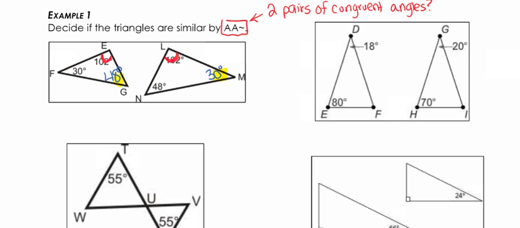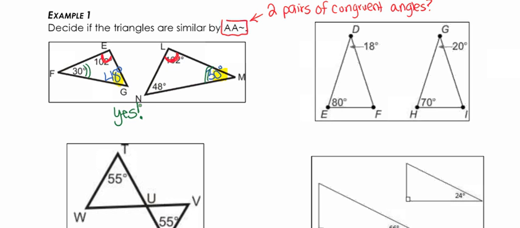So now, notice that I have a pair of 30-degree angles that are also congruent. And at this point, I do have two pairs of congruent angles. So yes, the triangles are similar by angle-angle similarity. All I need is two pairs of congruent angles, and I'm done.